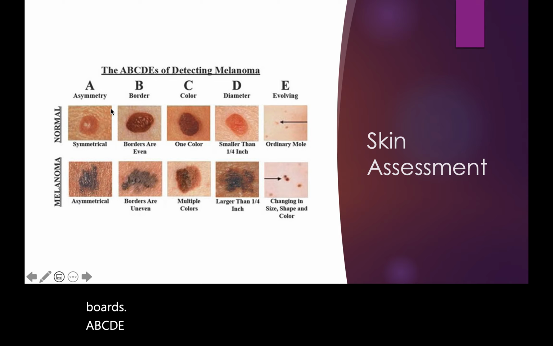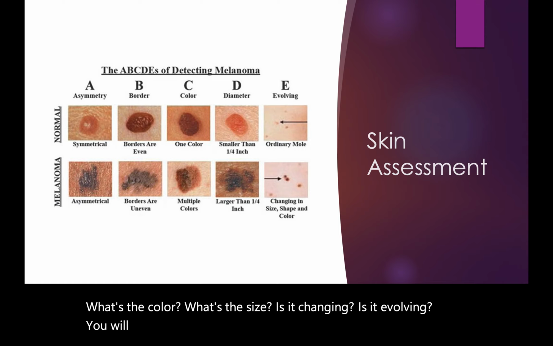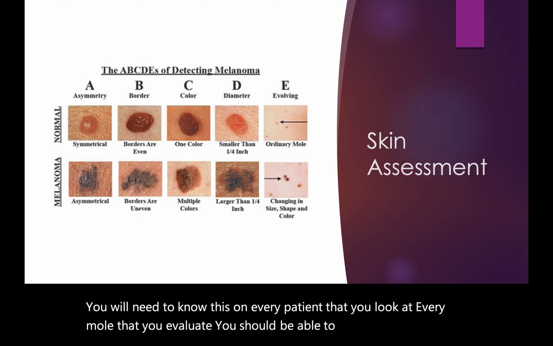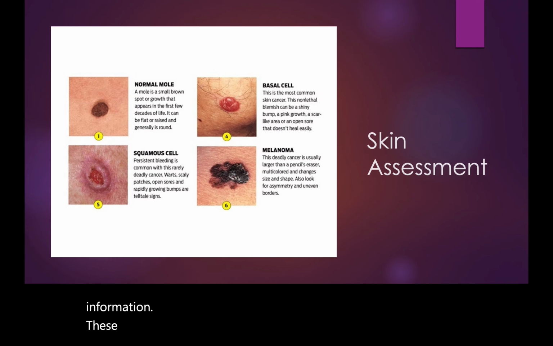This is what you look for in a normal. This is what's abnormal. Is it asymmetrical? Is the border smooth? What's the color? What's the size? Is it changing? Is it evolving? You will need to know this on every patient that you look at, every mole that you evaluate. You should be able to rapidly recall this information. These are examples of skin abnormalities.